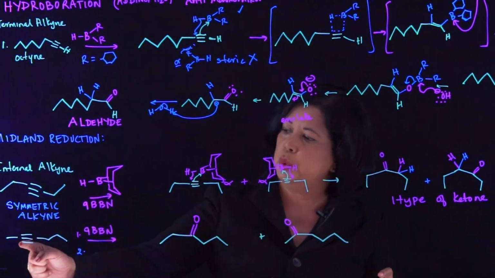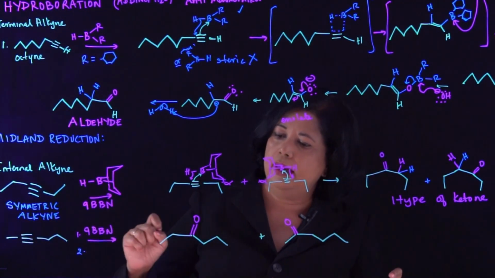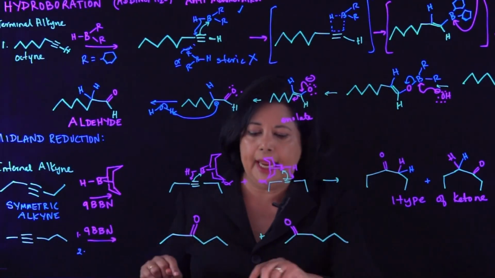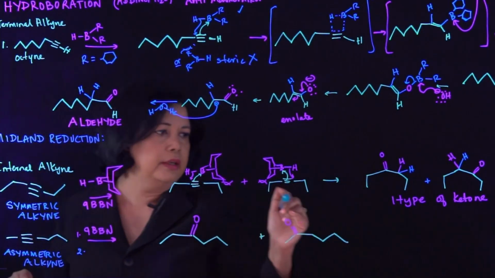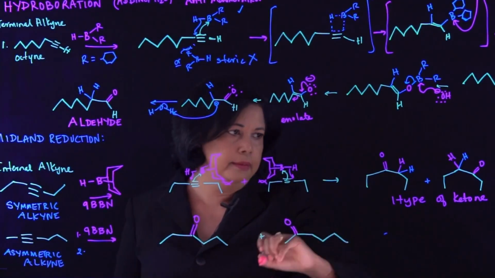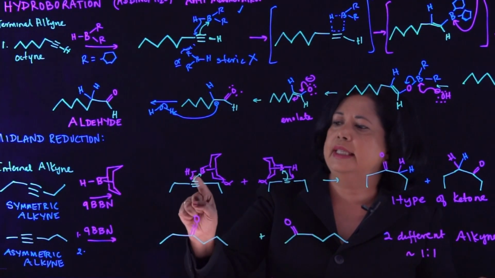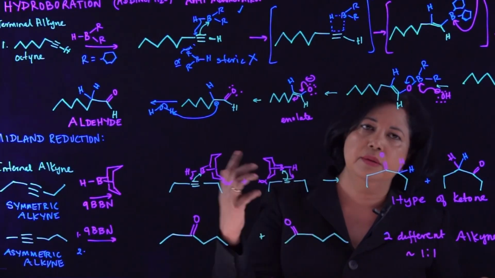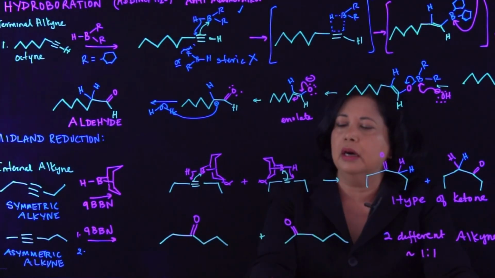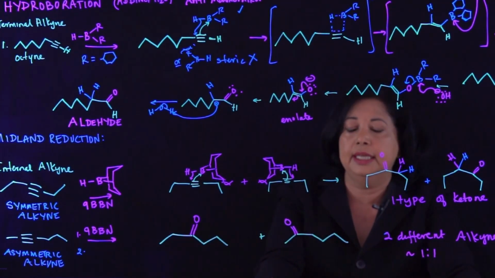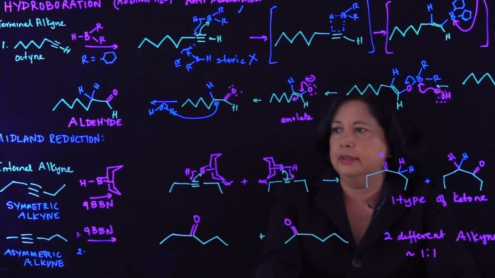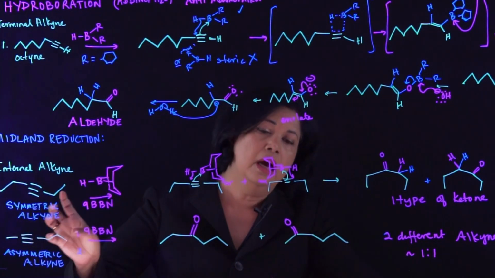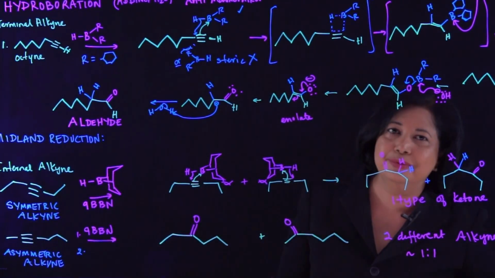So you have a 2-hexyne, and here you're going to get 2 different ketones because it's asymmetric. Here, you can't say that this is a Markovnikov addition because the hydrogen is going to a carbon that has no hydrogen. So there's really no Markovnikov or anti-Markovnikov. You could say it's non-Markovnikov here. So 9BBN addition to these alkynes that are internal are really non-Markovnikov.